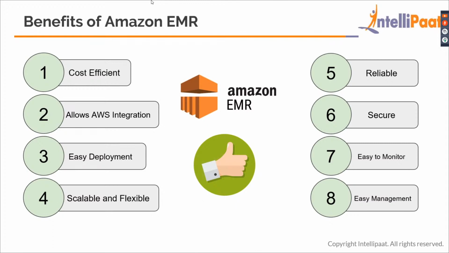It is reliable because they provide you an SLA of 99.9%, which basically means it never goes down. It is always on. And then secure. So obviously AWS provides you a lot of security features. You can use IAM, which is for identity and access management, where you give permissions to users. If they have the permission, they'll be able to use this particular service, EMR. If they don't have the permissions, they'll not be able to use it.